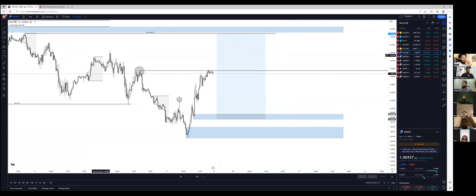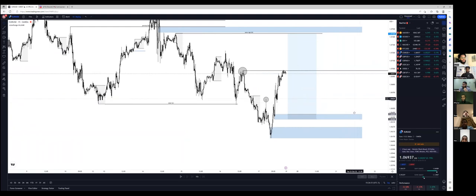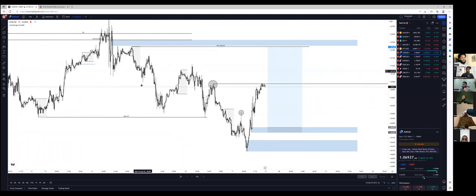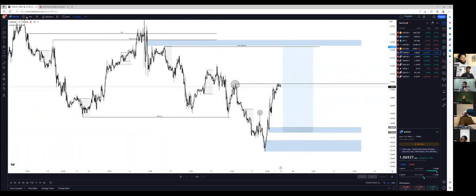So I would wait for potentially a 5-minute change of character within the zone if price respects it. And then once price changes character on the 5-minute, wait for it to leave another point of demand, enter from that point, and still target the same area. So that's my analysis for Euro USD.